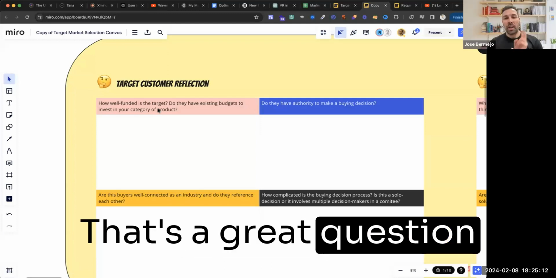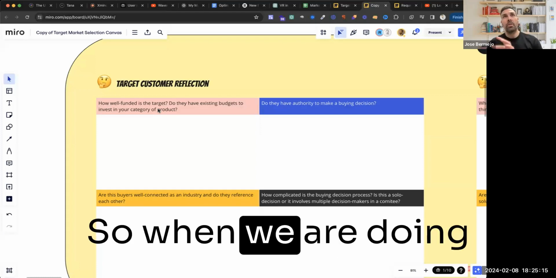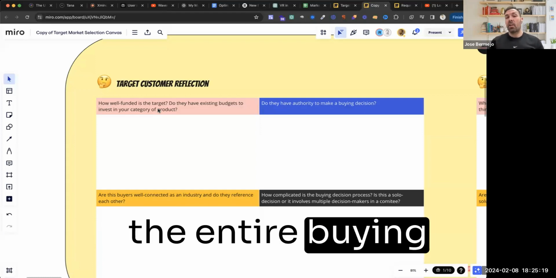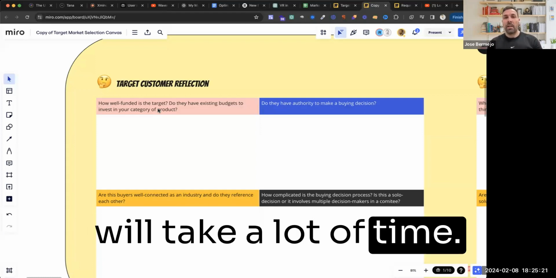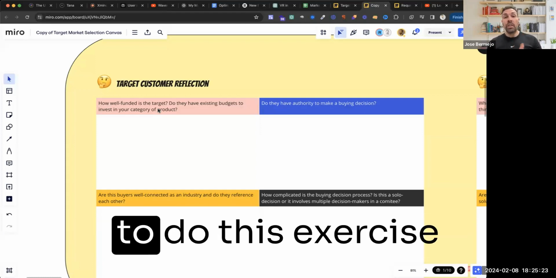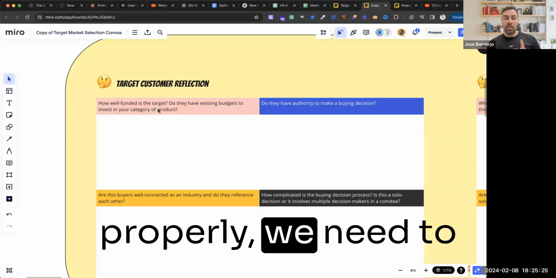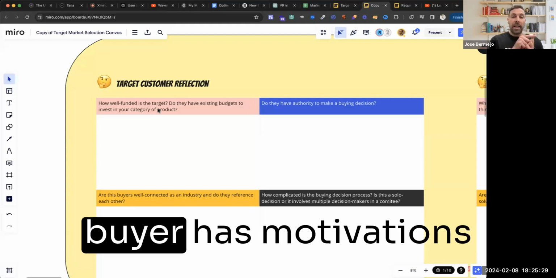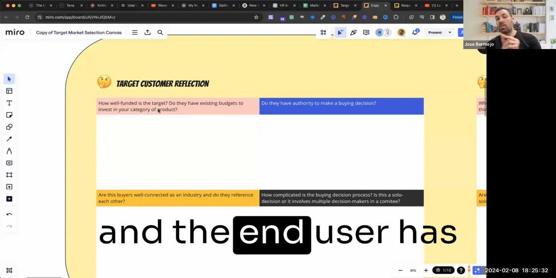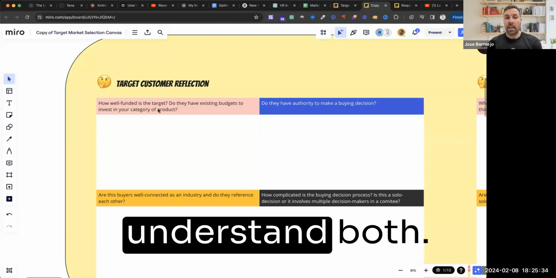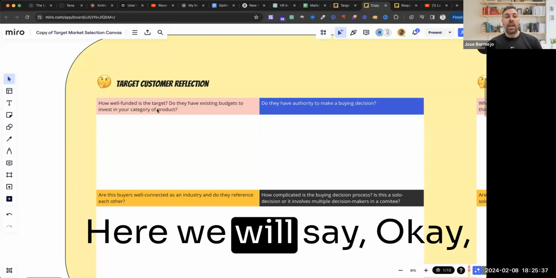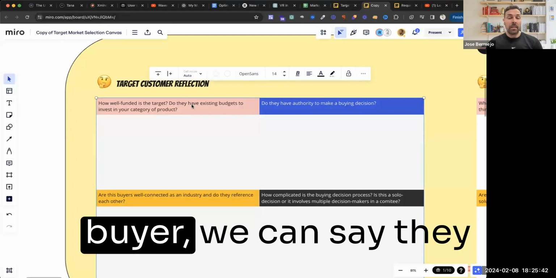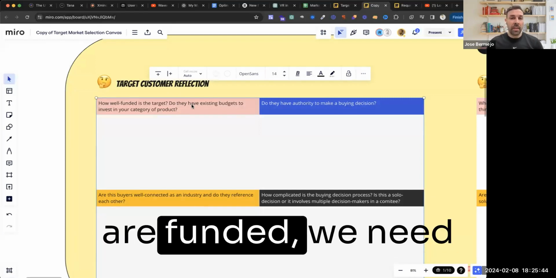That's a great question, and they are both. When we're doing a buying committee, here we are not analyzing the entire buying committee because it will take a lot of time. But to do this exercise properly, we need to analyze both, because the buyer has motivations and the end user has other motivations, and we need to understand both. Here we will say, okay, if we can convince marketing as the buyer, we can say they are funded.